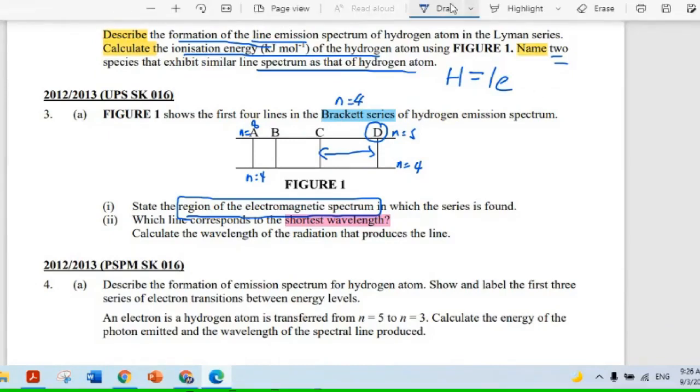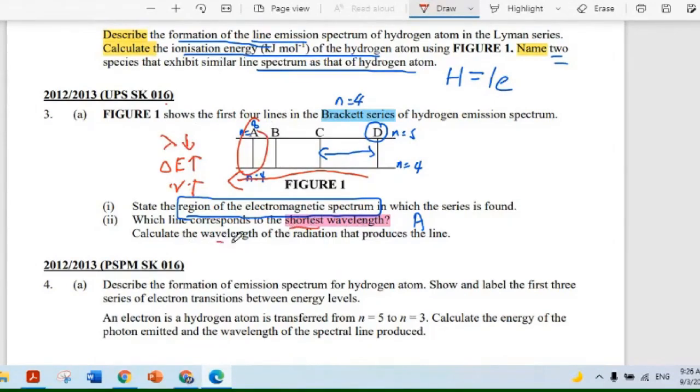Yes, dia paling pendek. Because if we check the sequence, from line D until line A, what happened? Delta E increase, right? Frequency increase. So lambda decrease. So okay, that's why A has the shortest wavelength.